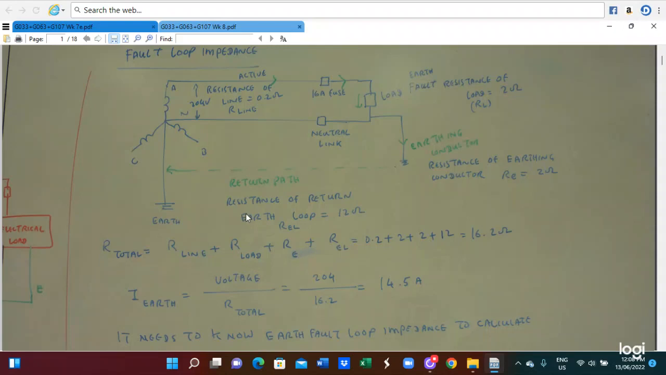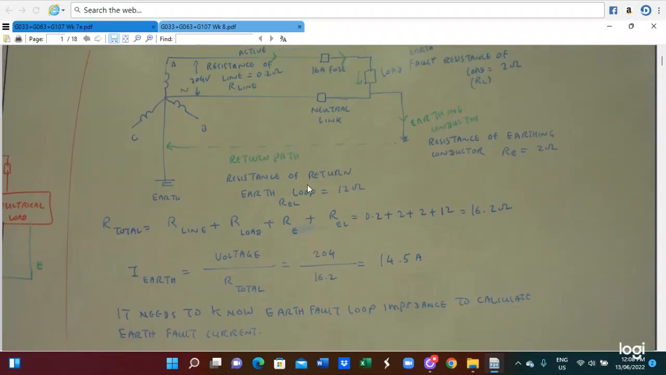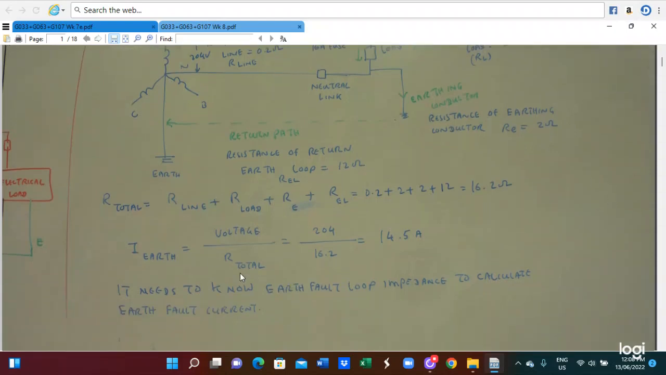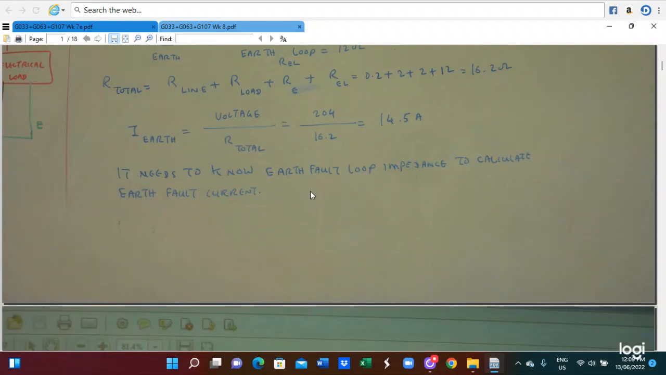So this is all the resistance. From the R load, the current flows here, goes to the load and returns from the load. So all resistances have to be added. The resistance values are already given. Line resistance is 0.20, and R4 resistance is 2 ohm. Adding conductor resistance 2 ohm. Neutral resistance is also given. So add everything and you get the R total. With supply voltage 240 volt divided by the total resistance, you get the current at 41.5 ampere. You need to know the impedance to calculate the fault current.